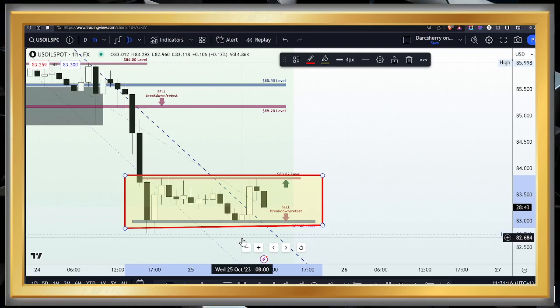So let's mark these levels out on our chart, as we will be needing them to guide our trading decisions for today's New York session.